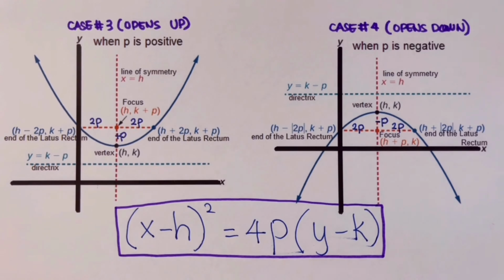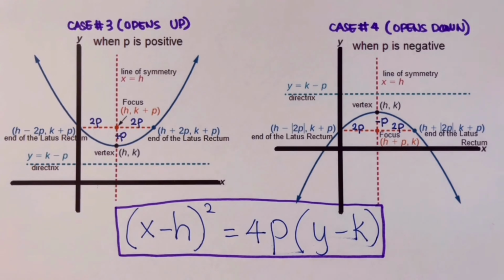So that would be 1, 2. So this is where the first end of the latus rectum is located. And we count 2 to the right as well. So that would be 1 and 2. So this is the other end of the latus rectum, so that we can go ahead and sketch the graph. So this is the graph of this equation that we have up here.